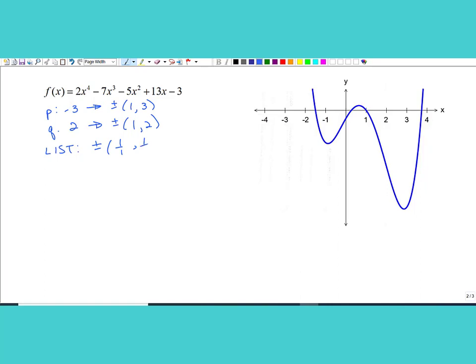1 over 1, 1 over 2, 3 over 1, 3 over 2. Not a very long list. That's kind of nice. I should end up with 4 answers. So let's look at the graph. I have that x-intercept, that one looks like 1, something, and something. Okay, so the easiest one I've got is a 1, and it's on my list. So I'm going to start with the easiest.